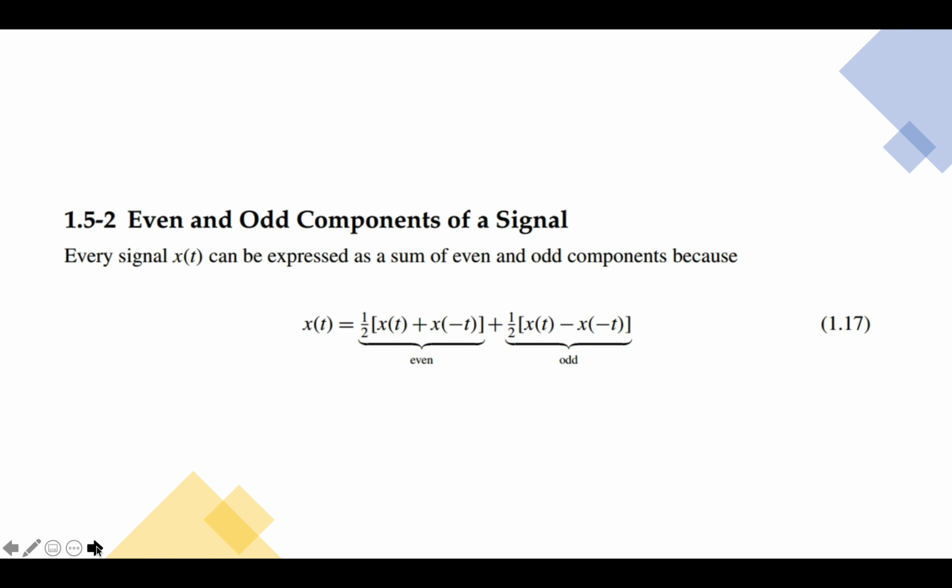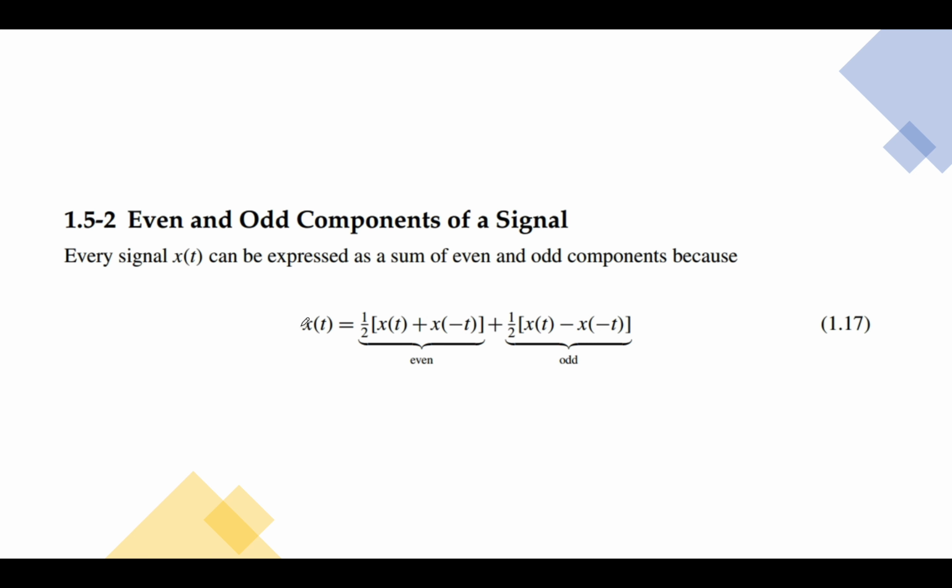Now, an interesting thing is, it does turn out that you can break down any signal as a sum of an even component and an odd component. So you remember I told you that not every signal is even or odd. Some signals are neither. So for those signals, it is possible to break it down into even and odd.